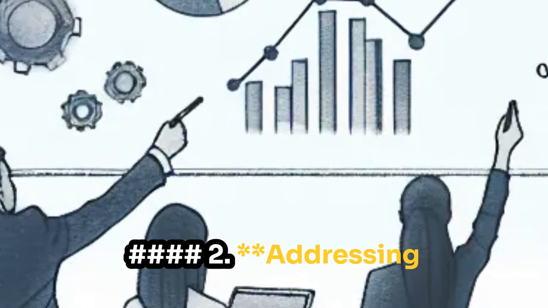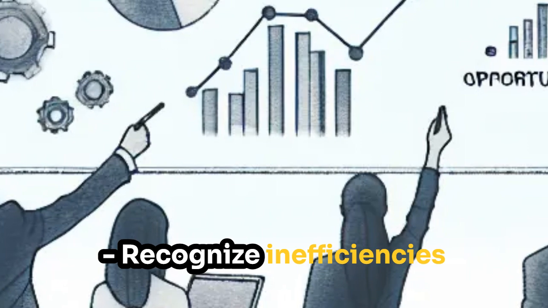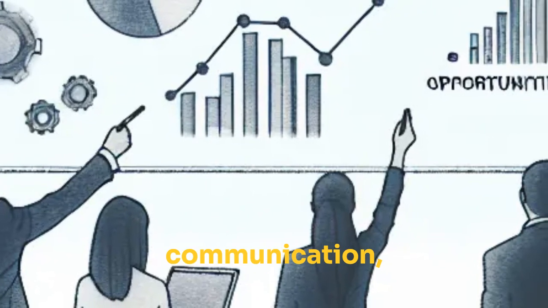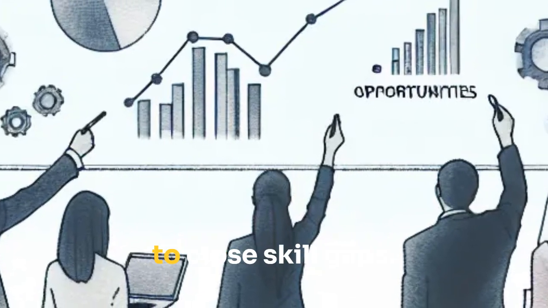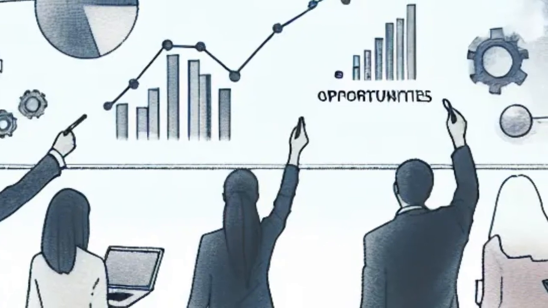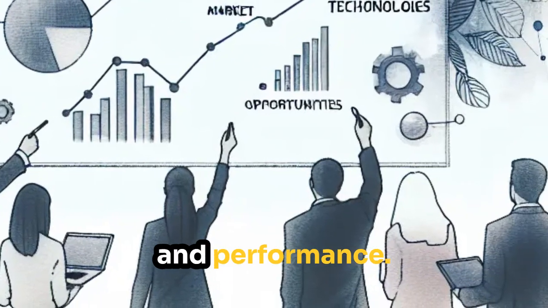2. Addressing weaknesses in organizational structure. Recognize inefficiencies in hierarchy, communication, or workflows. Implement new processes or training programs to close skill gaps. Redesign reporting lines to improve accountability and performance.